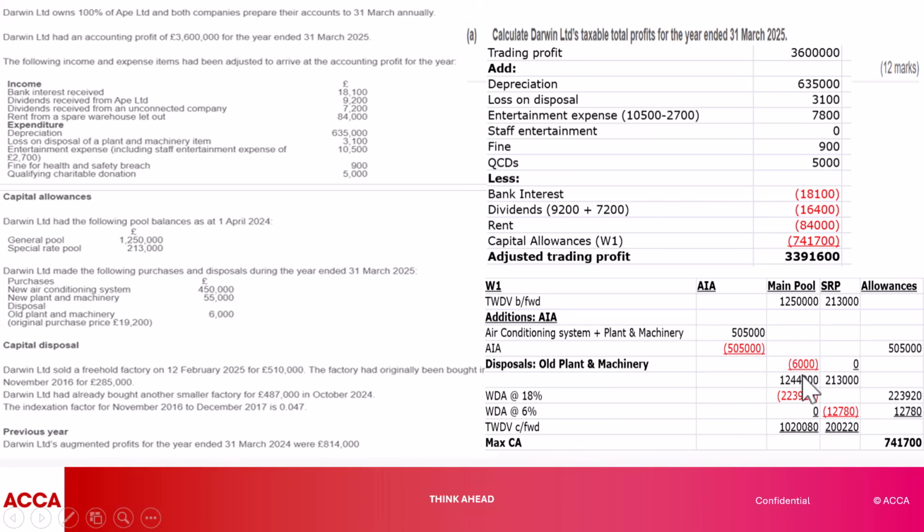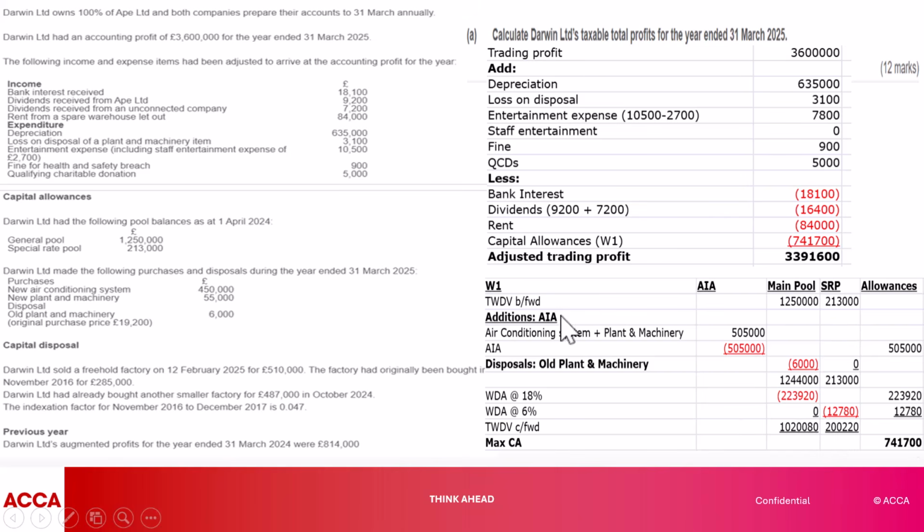1,244,000 will at least now claim WDA here of 18% and 6%. 18% on the main pool, 6% on the special rate pool. If these balances were lower than they should be, then of course you won't claim as high in terms of capital allowances as compared to what you've claimed now. So we transfer the WDAs to the allowances section because they are allowances, so that you can also get the maximum capital allowance together with the carry forward, which will be utilized in the following year.